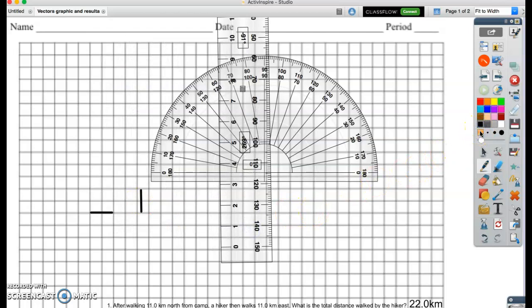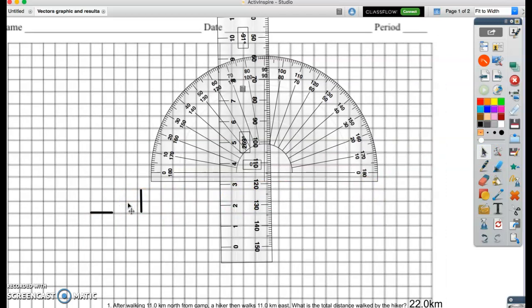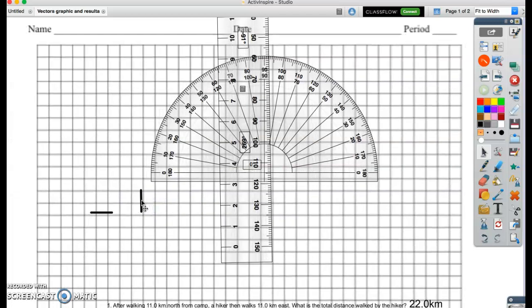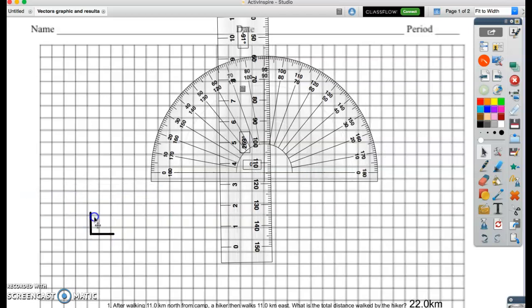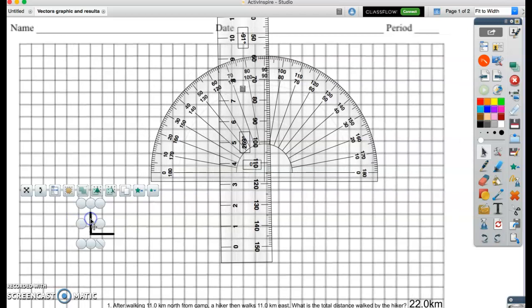Now, in order to figure this out, we need to figure out where he ended up. There are two ways we could do this. We could say that he went north first, and then he went east. Or we could say that he went east first, and then he went north like this. Now the interesting thing is, whether we go north and then over here, or we go this direction, we still end up at the same spot over here.